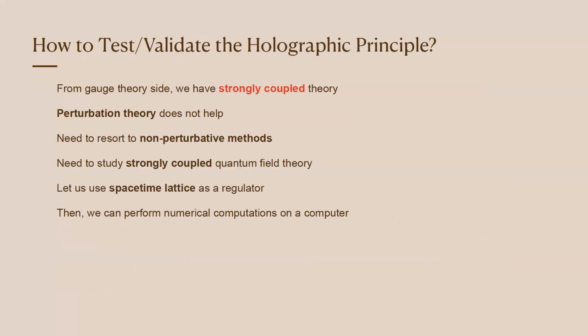Okay, now from the gauge theory side, we have a strongly coupled theory. So we cannot do perturbation theory because the coupling is order 1 or higher. So we need to resort to non-perturbative methods. So what we do is we discretize the theory on a space-time lattice, and write computer codes and run the codes to study the physics.